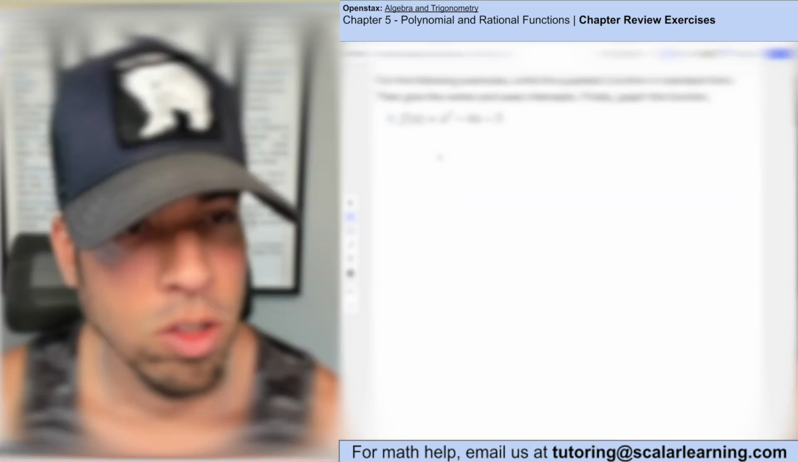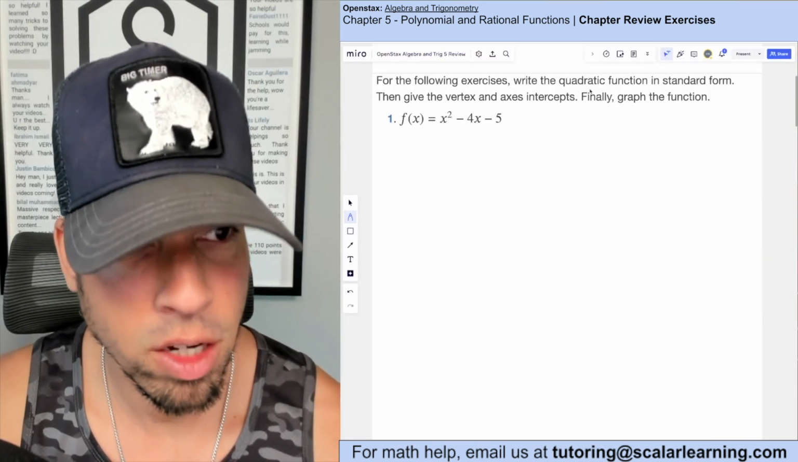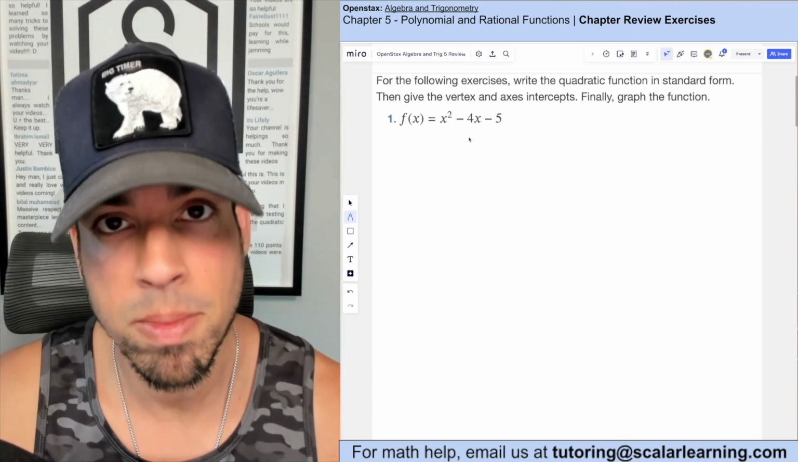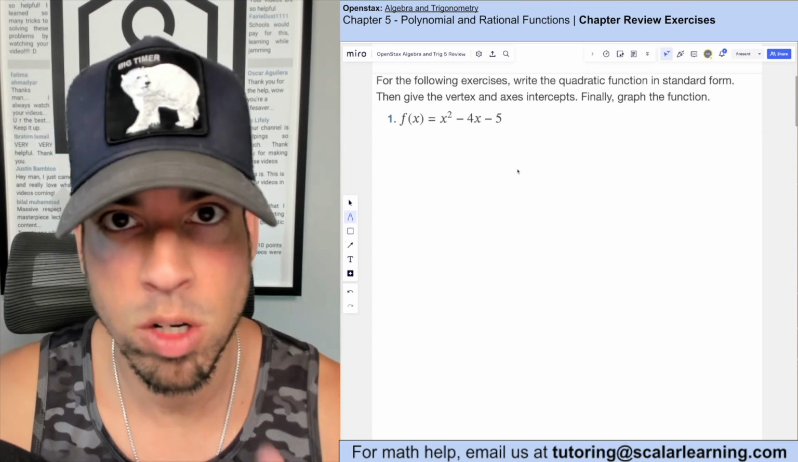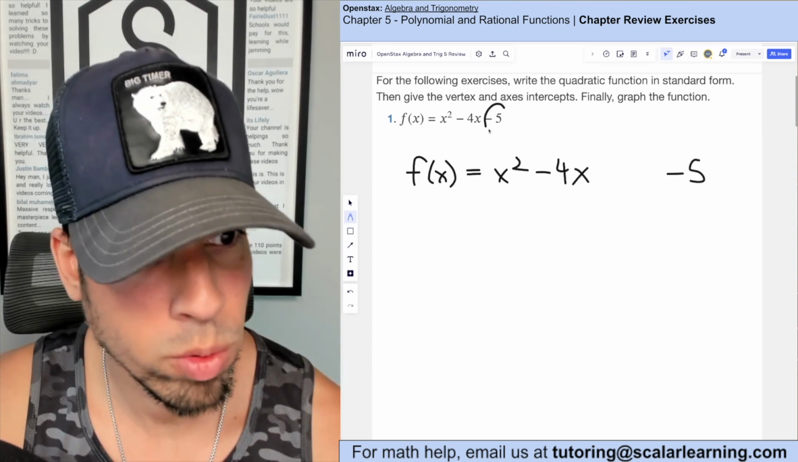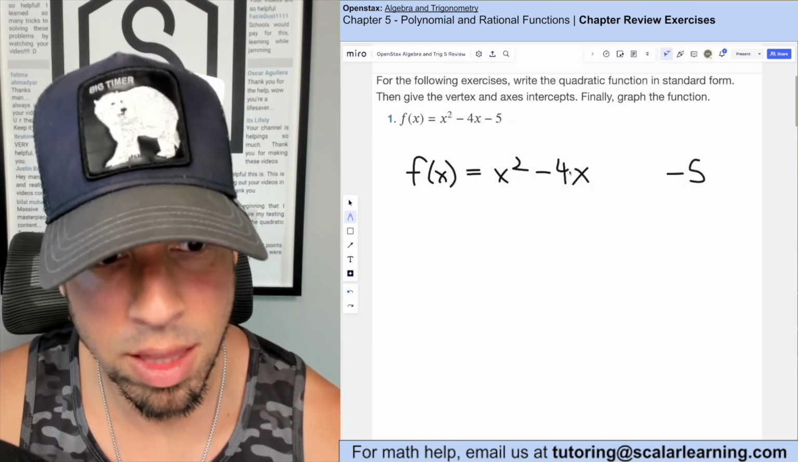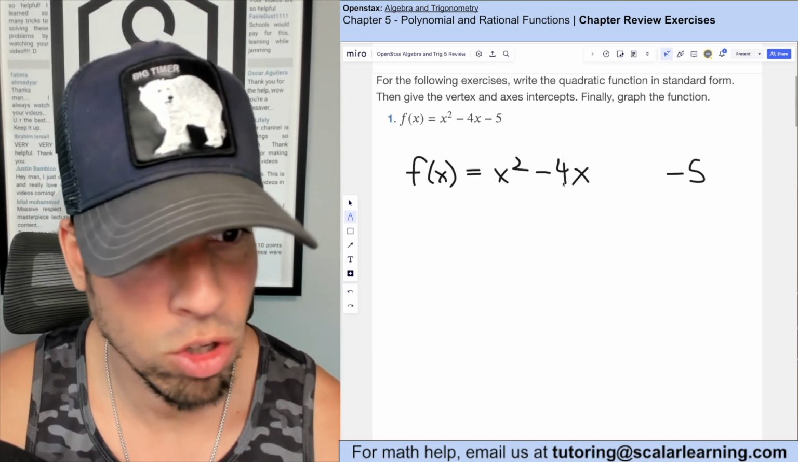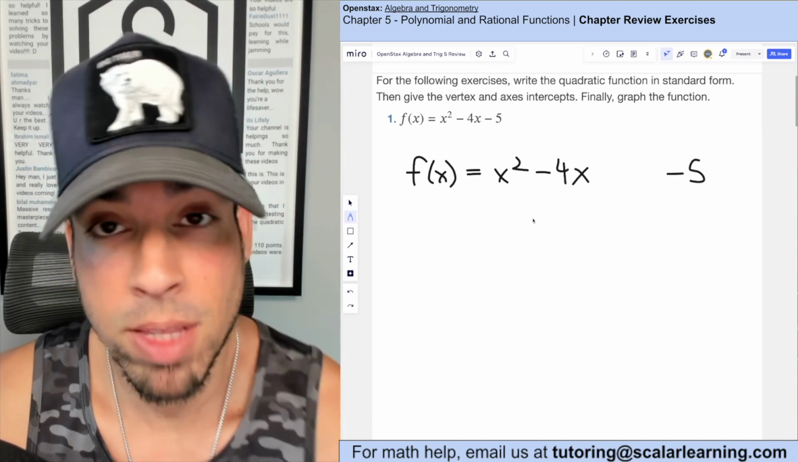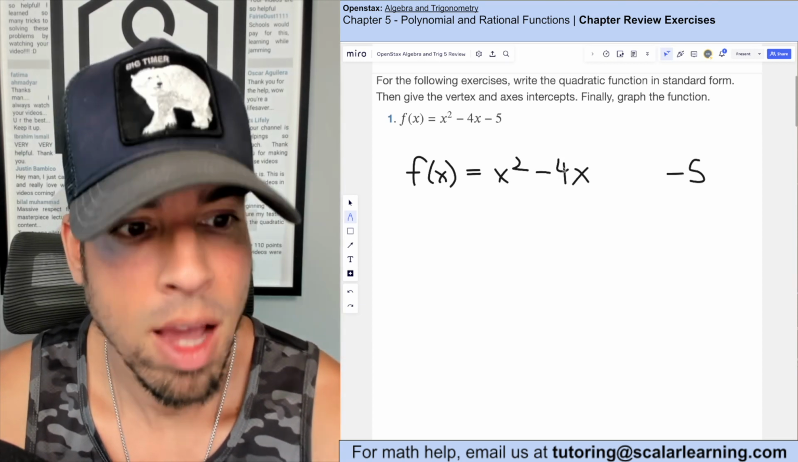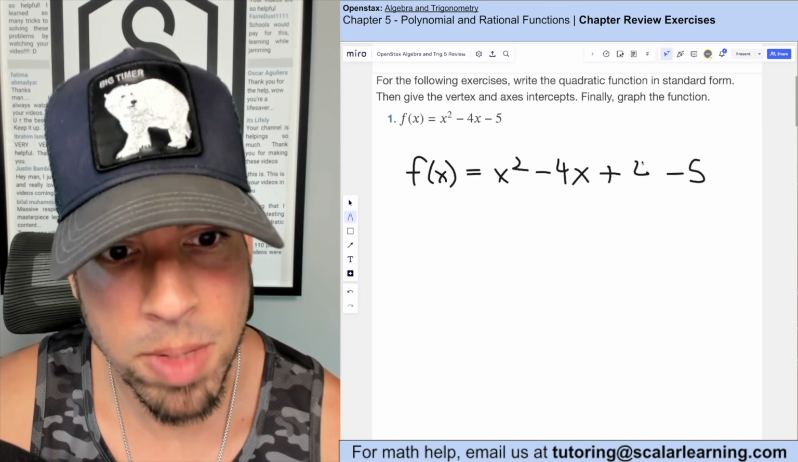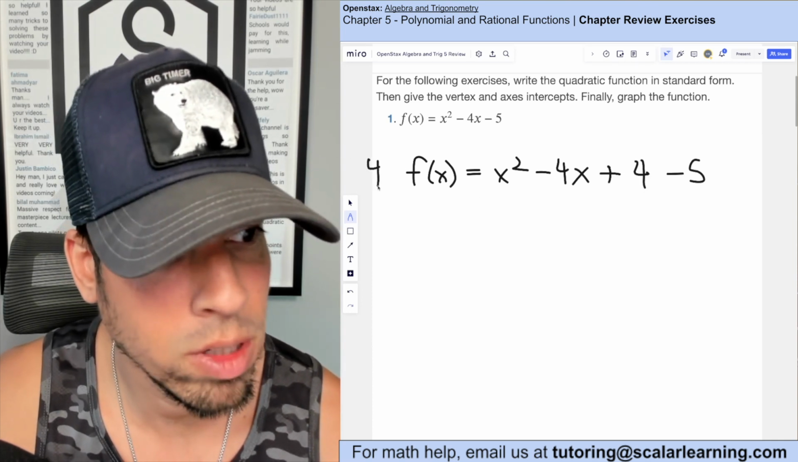Let's do it. For this one, it says to write this in standard form. Some books will call it vertex form, but standard form means x minus h squared plus k. We start by spacing this constant out, and then we complete the square, which means we take half of the b coefficient, half of negative 4, which is negative 2, and you square that, and that's 4.